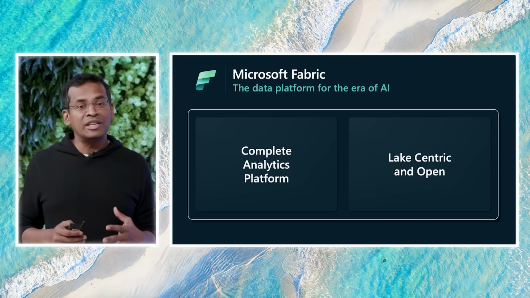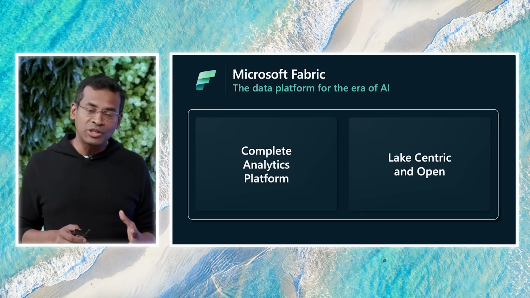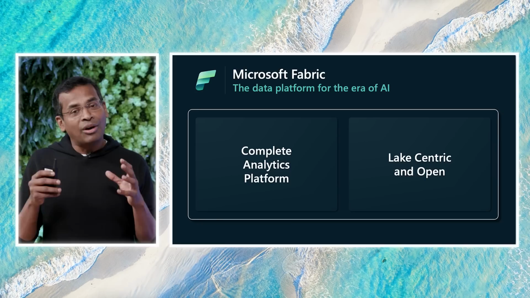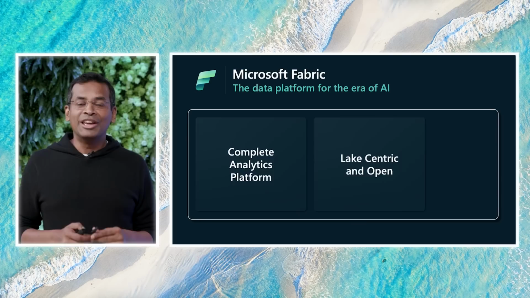Because openness is critical for our customers. Our customers do not want to be locked in. They don't want to have to re-ingest data over and over again just because different proprietary analytics engines use different proprietary formats. So across all of Fabric, it's exciting to note that all of the data is in a completely open format based upon Parquet, the compression format, and Delta Lake as the metadata layer.